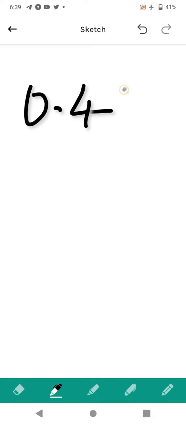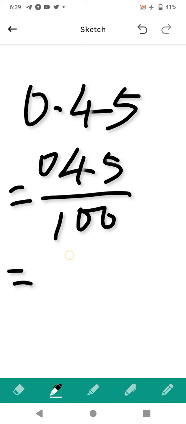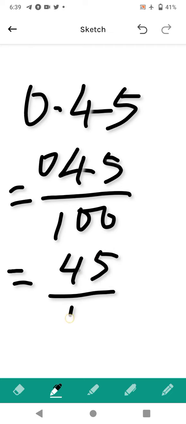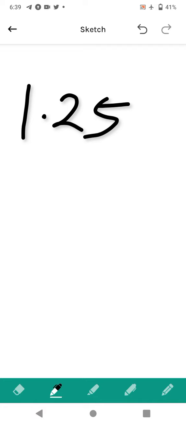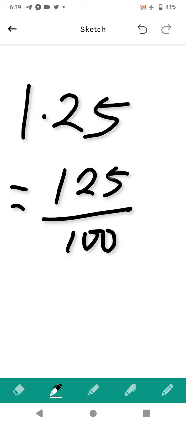Okay, so I don't need to waste time on that. I've already told you what to do. So if I have 0.45, it's just going to be the same thing as 45 all over 100. The highest denominator is 100, which is the same thing as 45 all over 100. Then you reduce it to its lowest term. If I have another one again, if I have 1.25, this will be the same thing as 125 all over 100. I think we've done that before.